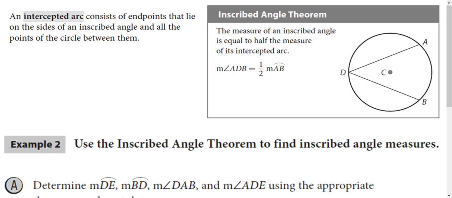There's another relationship, an inscribed angle. We said central angles were the same as the arc. Inscribed angles are half the arc. Central angles are equal to the arc. Inscribed angles are half the arc. And an inscribed angle is just when you have two arcs or two chords that form an angle.